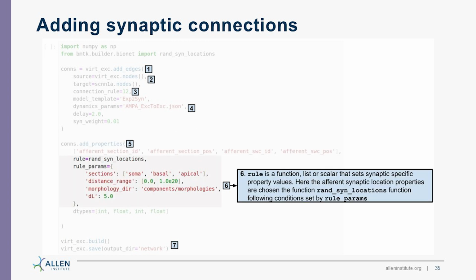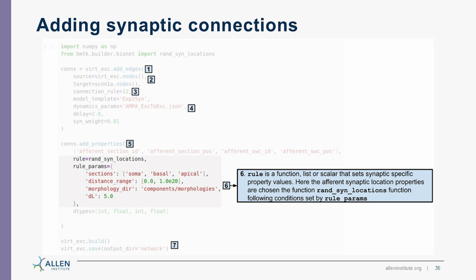And for that, you can specify a rule. We will use the random synaptic locations rule from BMTK that's already built, which is kind of a random generator or selector of your afferent section ID and afferent section position, that it uses this set of parameters for getting those locations. So you specify which sections within your model you want the synapses to be located. In this case, just throughout the entire neuron.